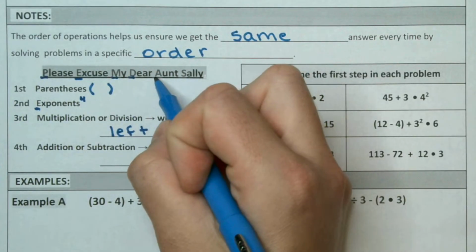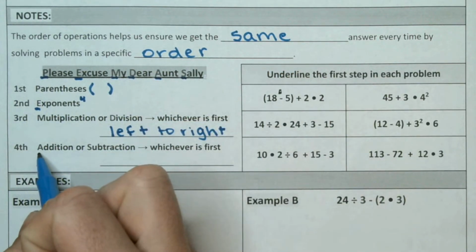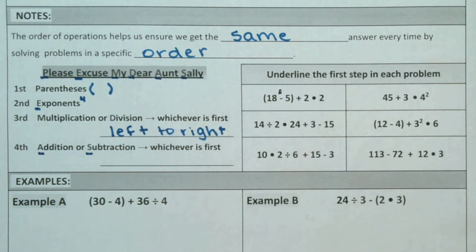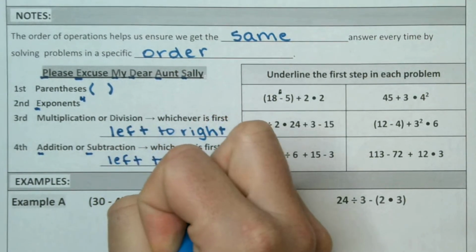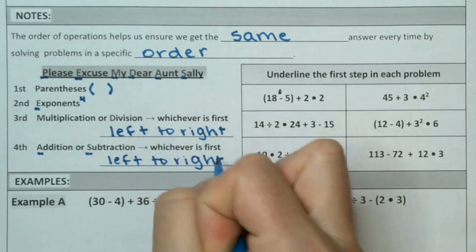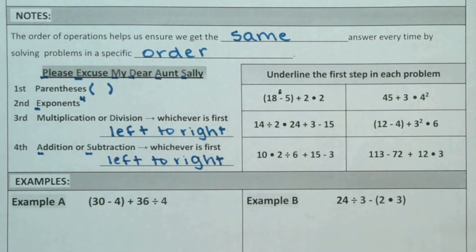And then our least most powerful operation is addition and subtraction. They are also tied, okay? So once again, we'll do whichever one comes first, left to right. Pause the video if you need more time.